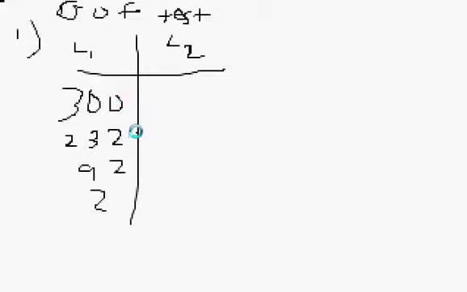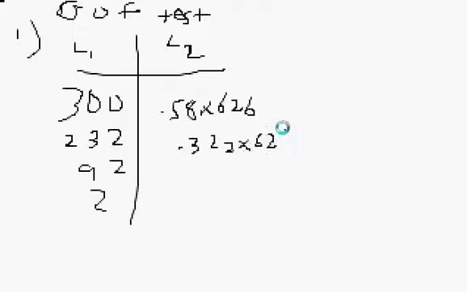List 1 is going to be observed, and list 2 is going to be expected, because we observed the counts in the sample, but what we expected is the percentages. So 0.58 times 626, and you just keep on doing that, 0.322 times 626, all the way down with all the different percentages, because we want to get the expected values.